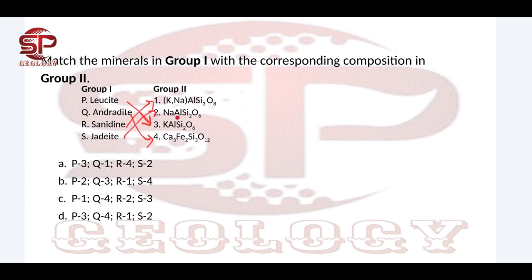NaAlSi2O6. So leucite, your KAlSi2O6, so this P is 3. Then Q, it is 4. Then R, it is 1. S, it is 2. The last one is the answer.